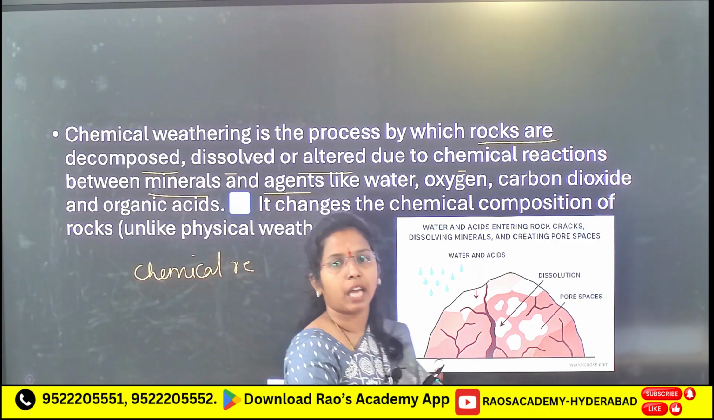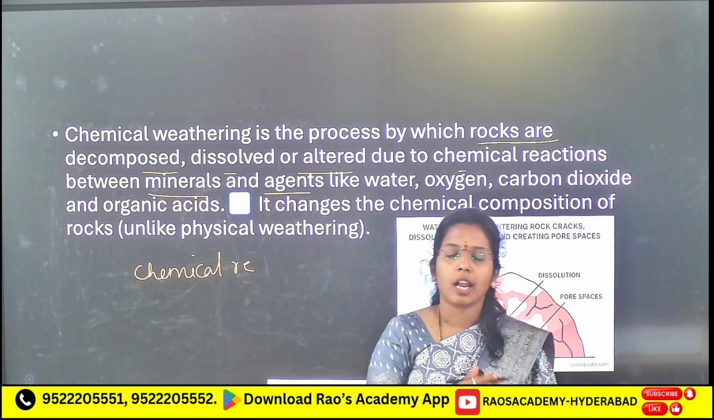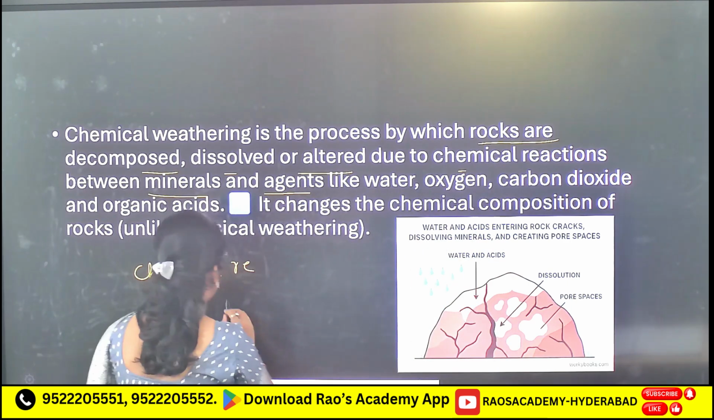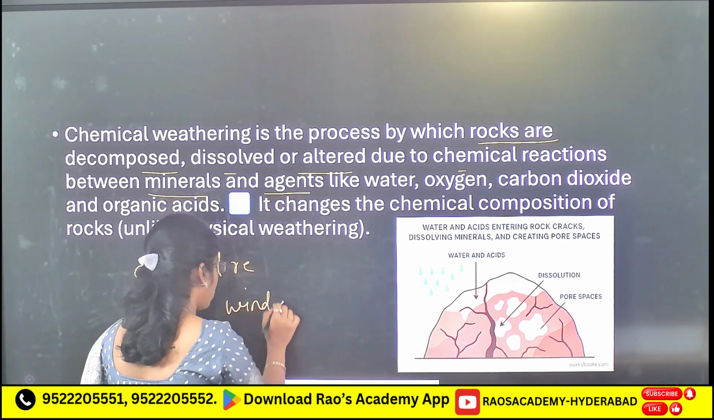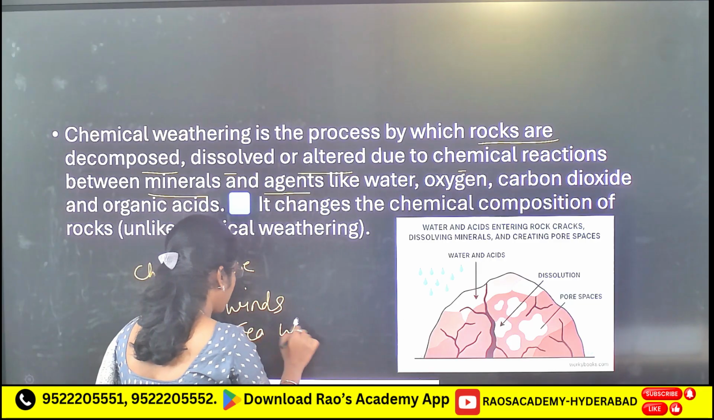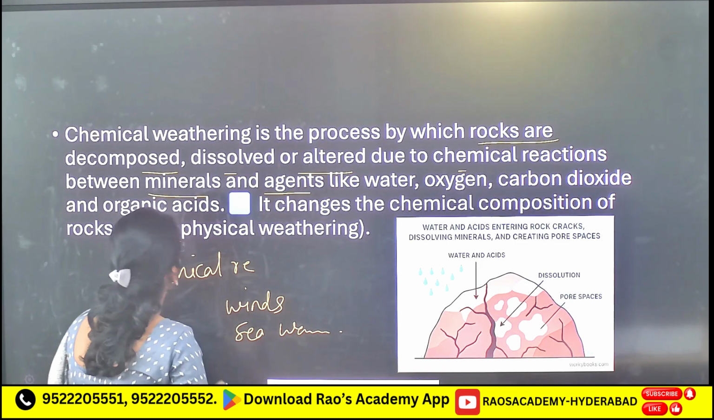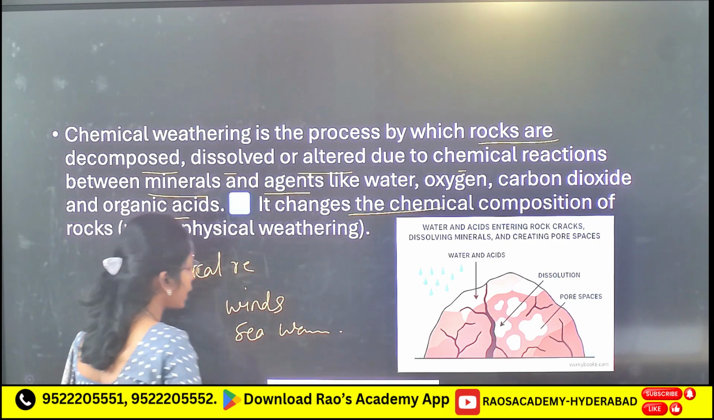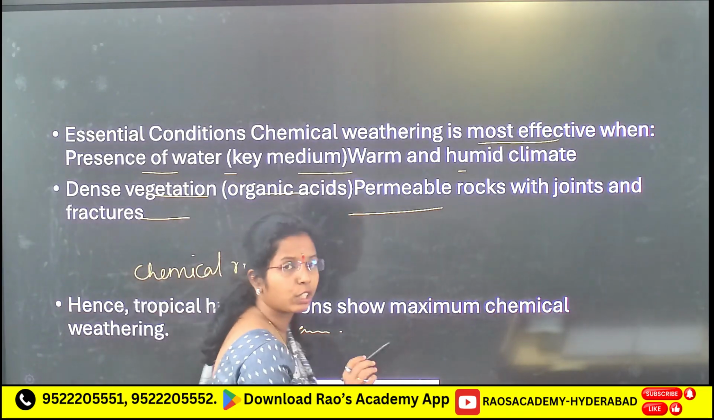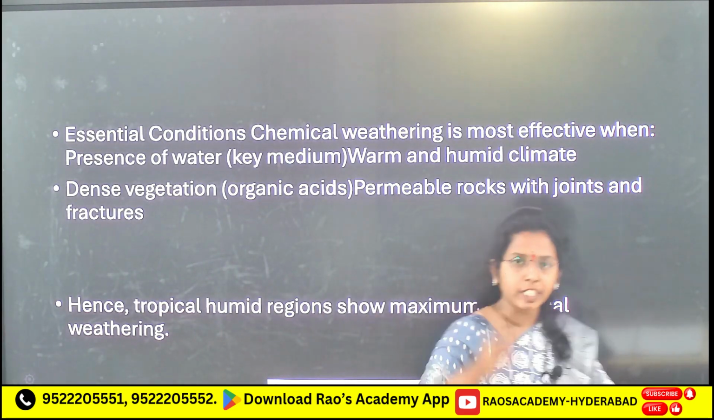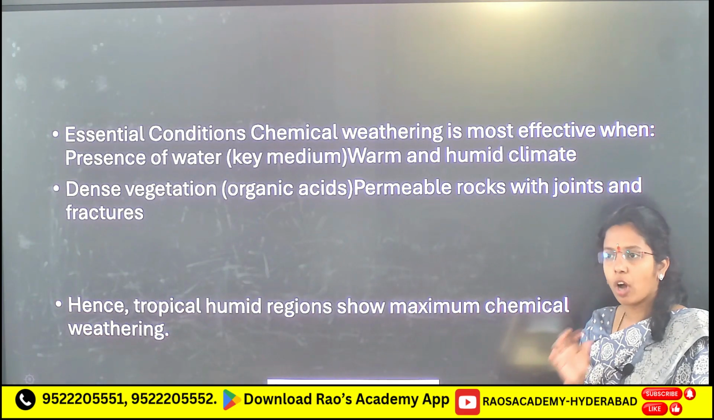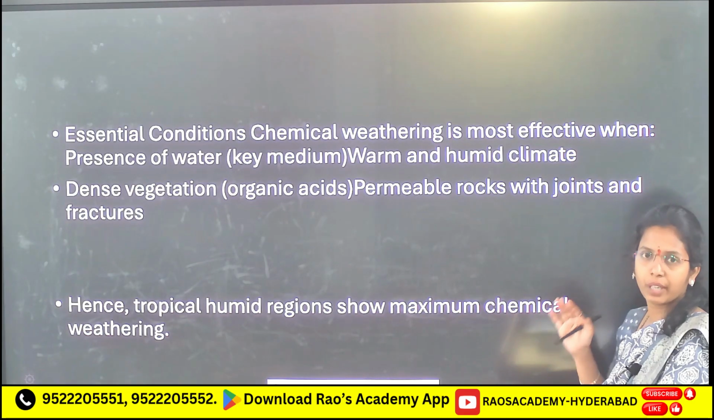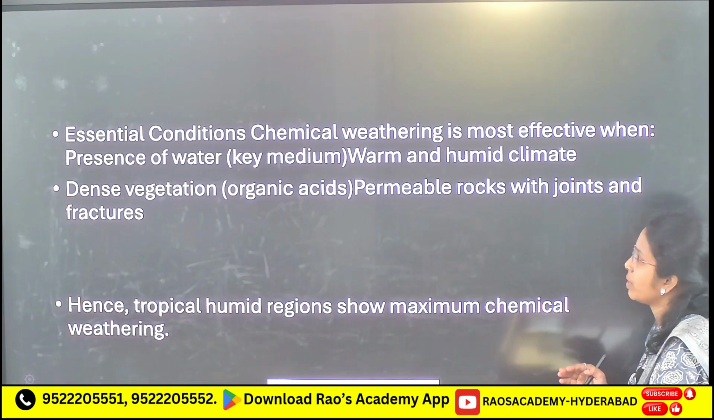Exogenic processes are done by geomorphic agents like running water, winds, groundwater, sea waves. It changes the chemical composition of rocks, unlike physical weathering. In physical weathering you will see rocks breaking down physically into angular rock fragments. But in chemical weathering, you will see chemical reactions.